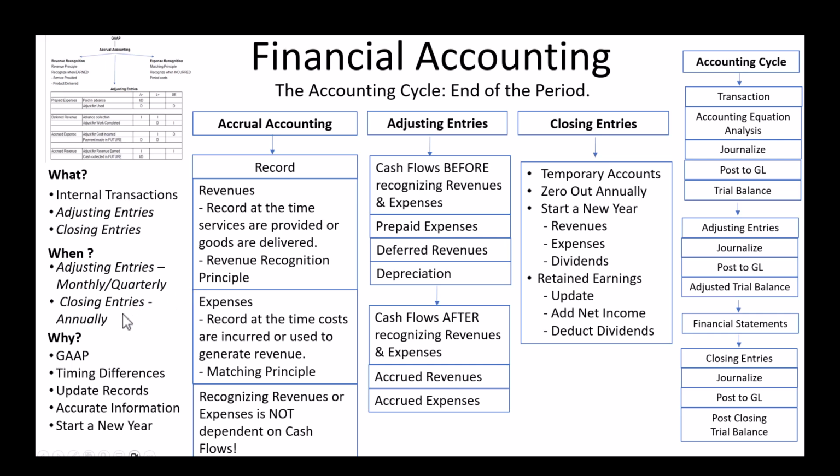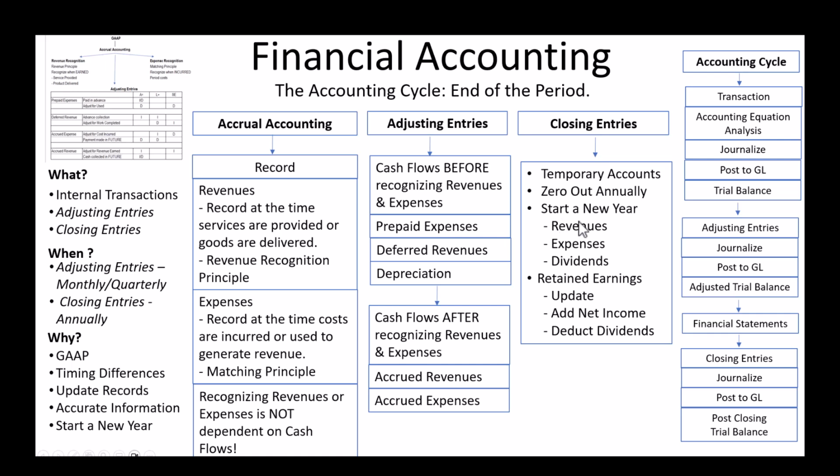During the closing process, we journalize and then post to the general ledger entries that transfer the balances of revenues, expenses, and dividends to the retained earnings account. Revenues, expenses, and dividends are referred to as temporary accounts because each year their balances are zeroed out to prepare them for measuring activity for the next year.